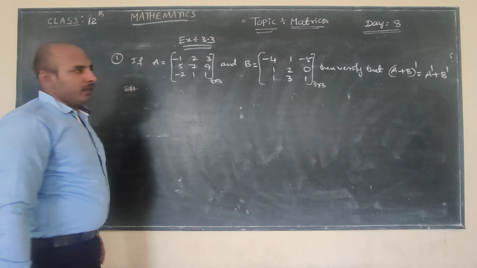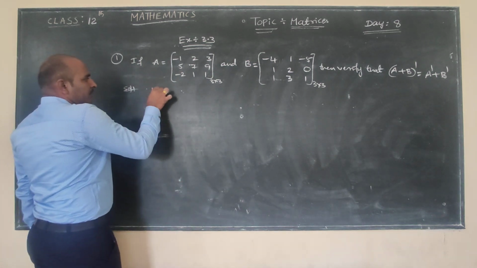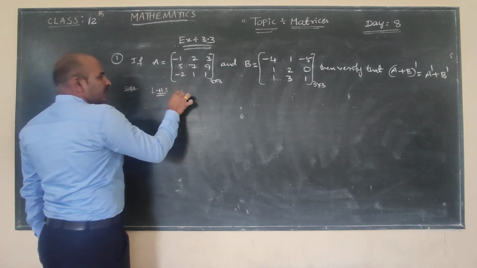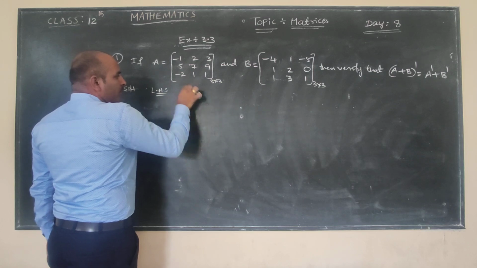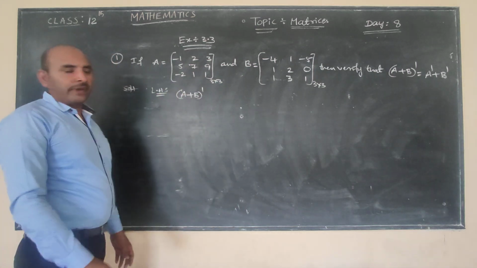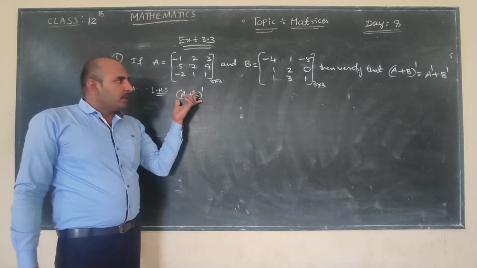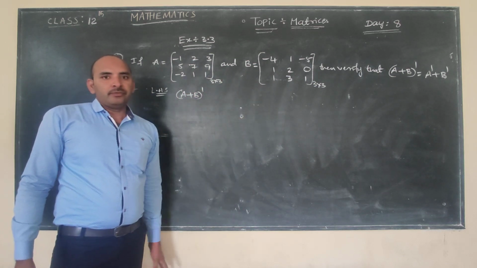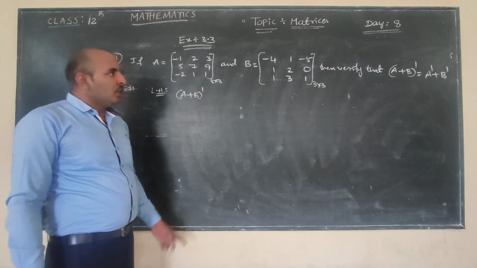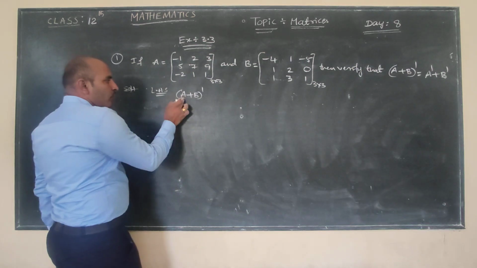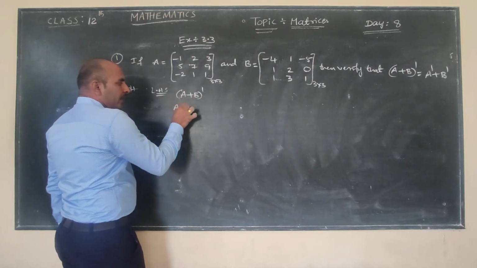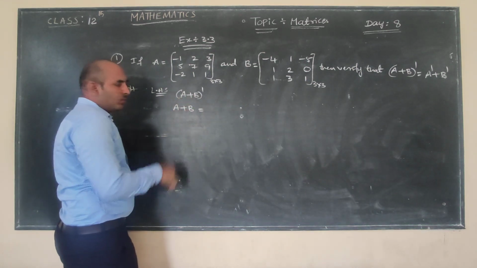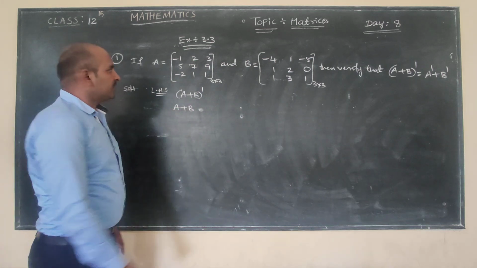So now coming to the LHS part. What is LHS? (A plus B) whole transpose. We have to find it out. Before that, there is a property of the transpose of matrices. So for (A plus B) whole transpose, first we have to find A plus B, which is the sum of two matrices.